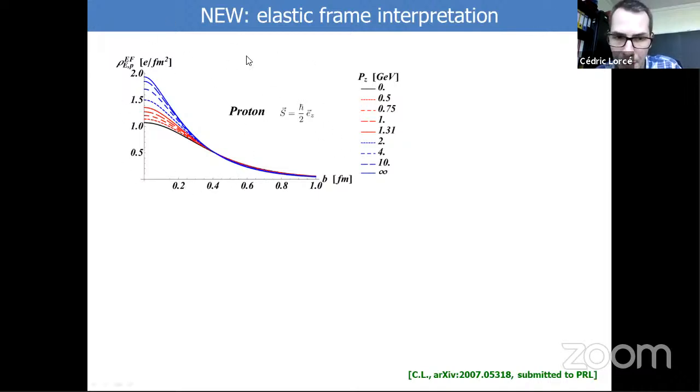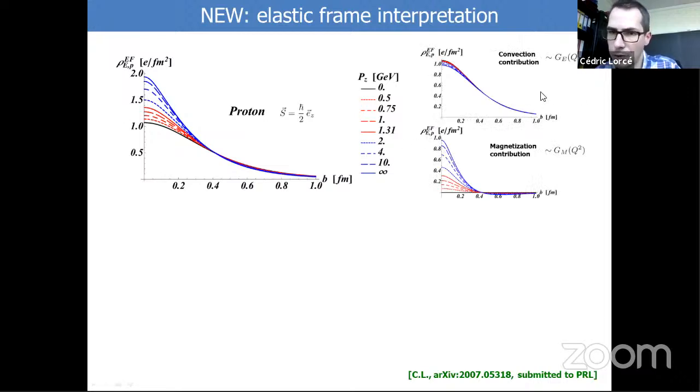So how does this happen when we move the frame? Well, the reason is that you have two contributions. You have the rest frame charge density, which is the convection contribution, the one associated with GE. When you change the momentum, that one doesn't change much. This is just a small effect of the rotation I mentioned before. But the main reason why the density changes is that relativity mixes charge density with the charge current. And the charge current, in the rest frame, is driven by the magnetization contribution.